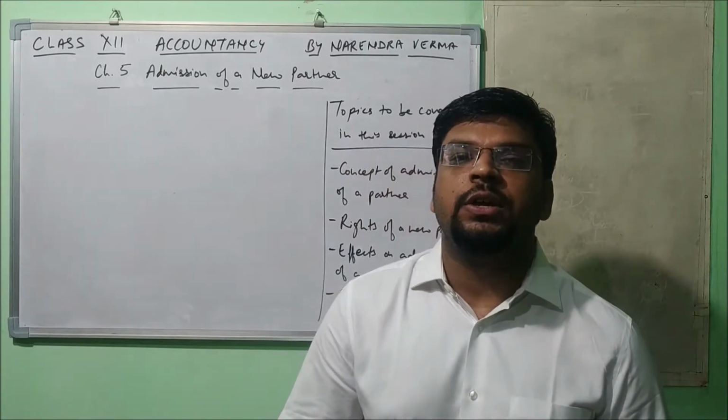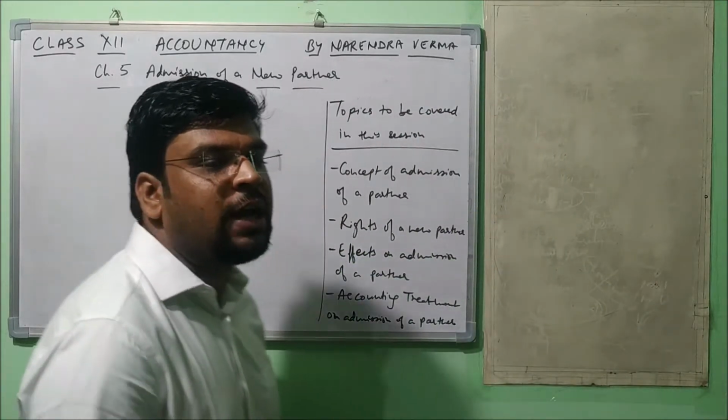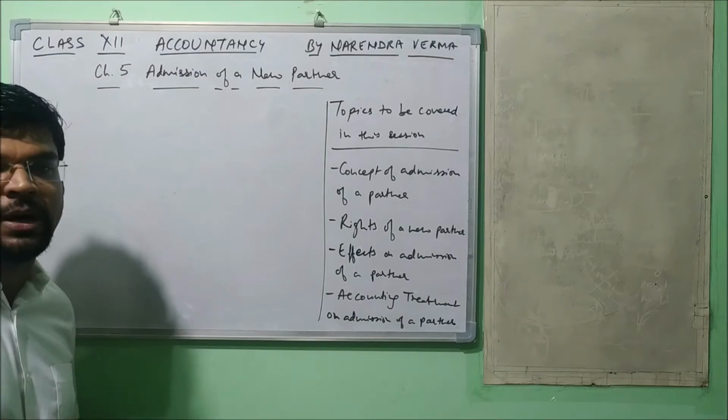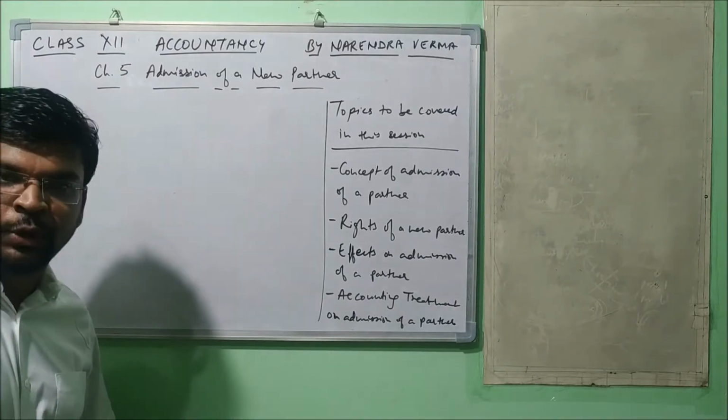As already we have completed chapter number 4 in accountancy for class 12 CBSE syllabus, now it's time to start chapter number 5 under partnership, that is admission of a new partner, right?